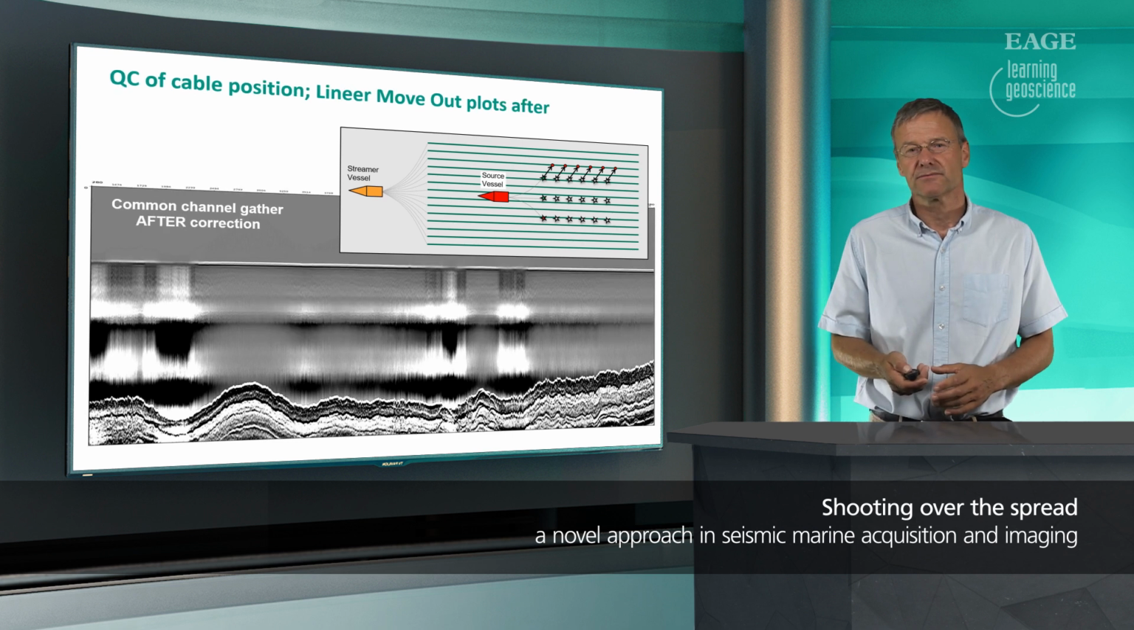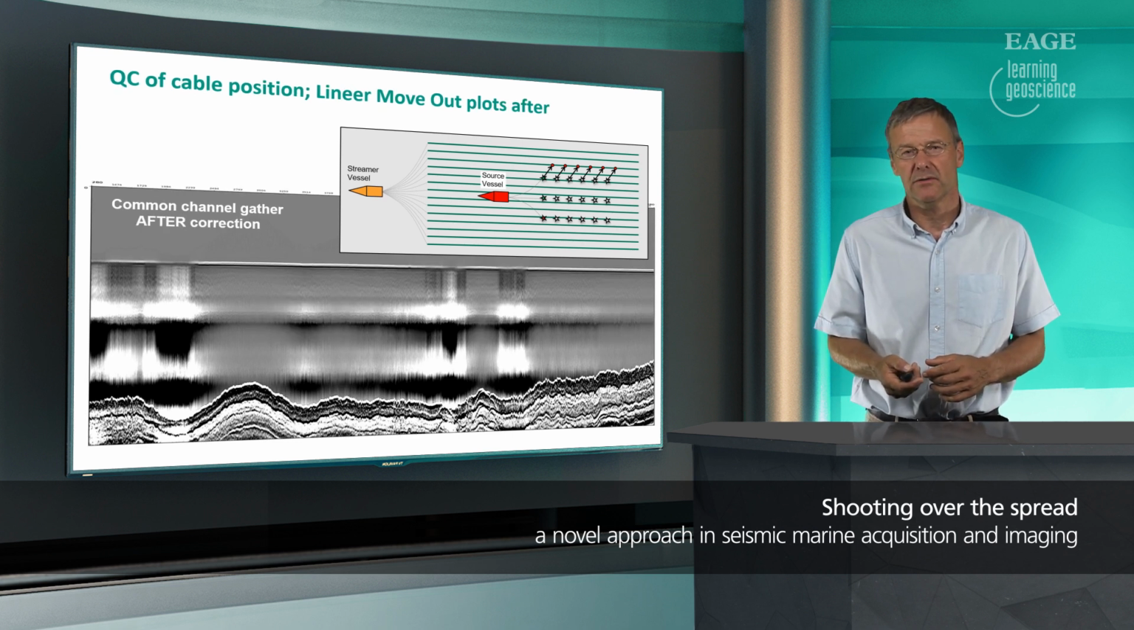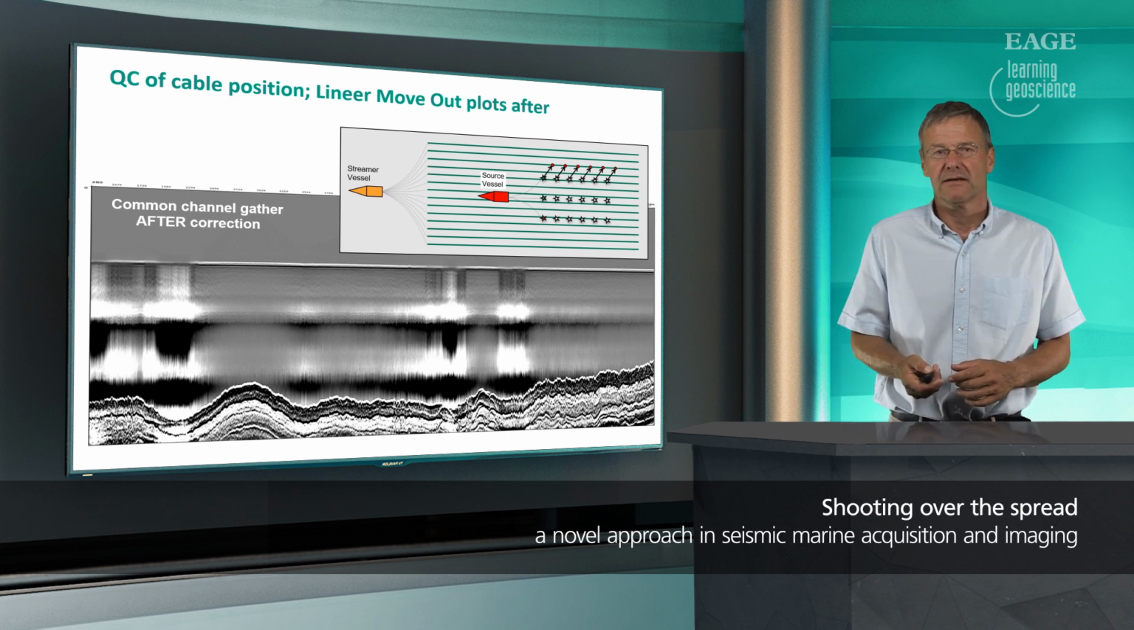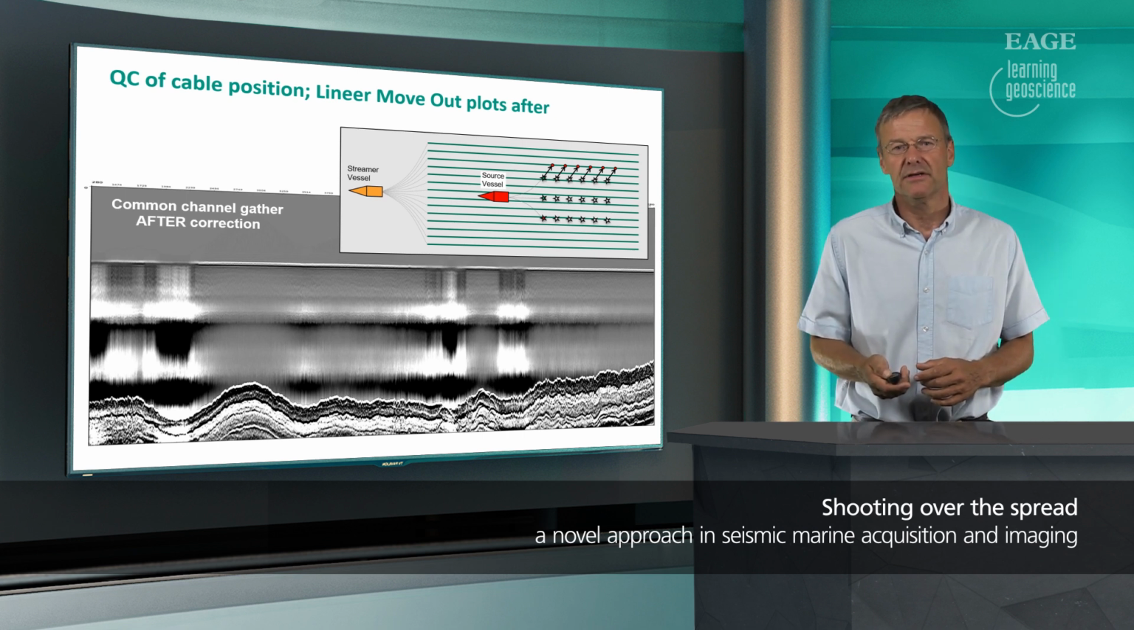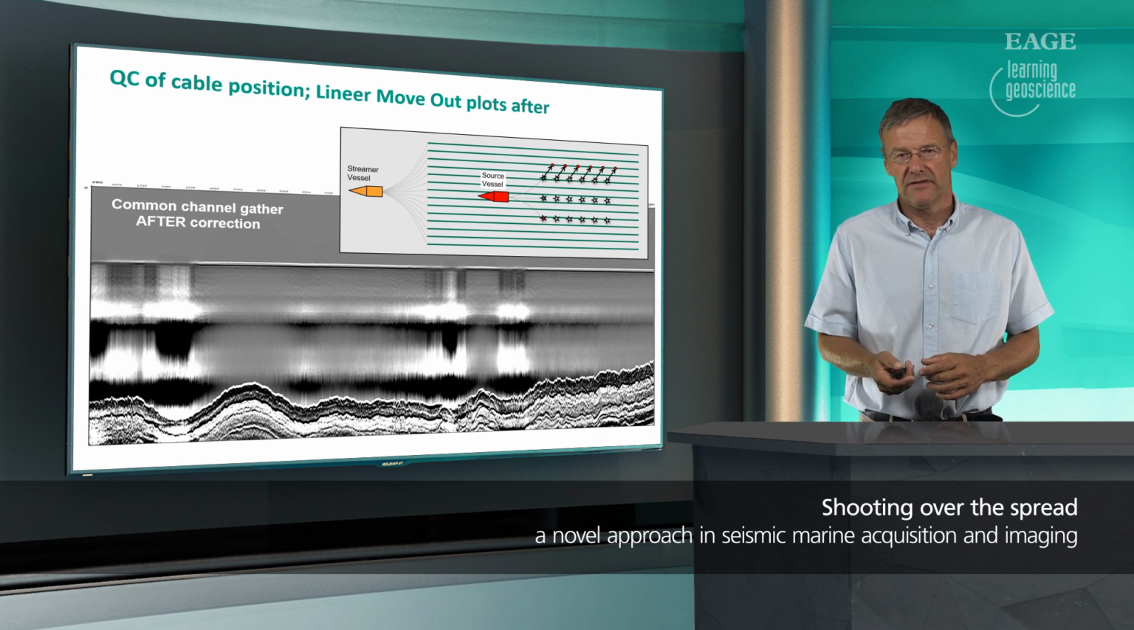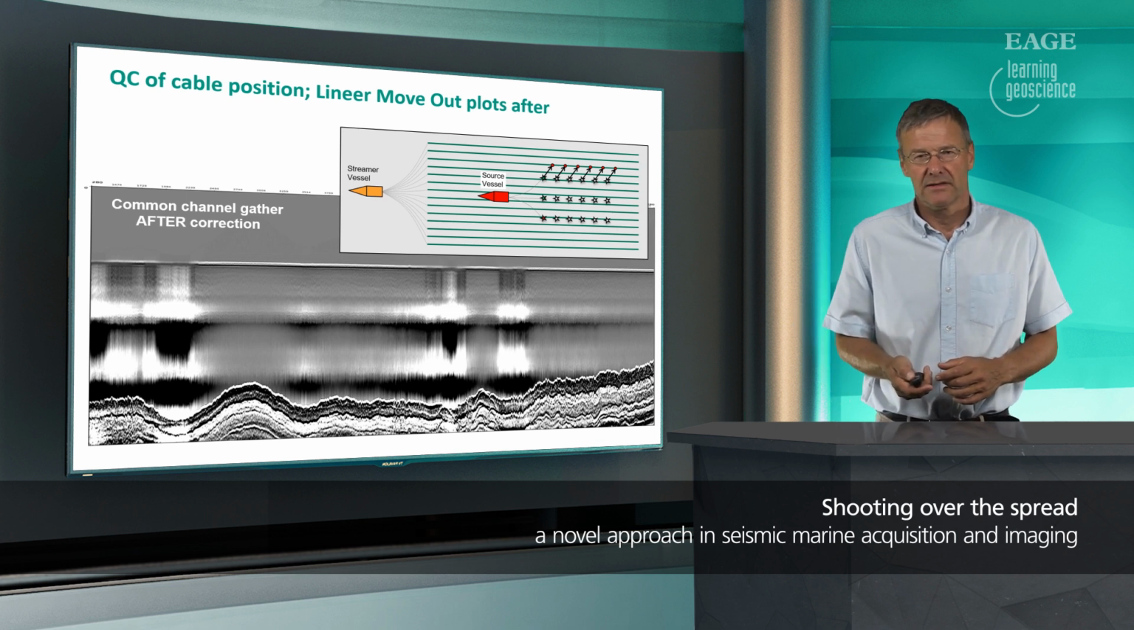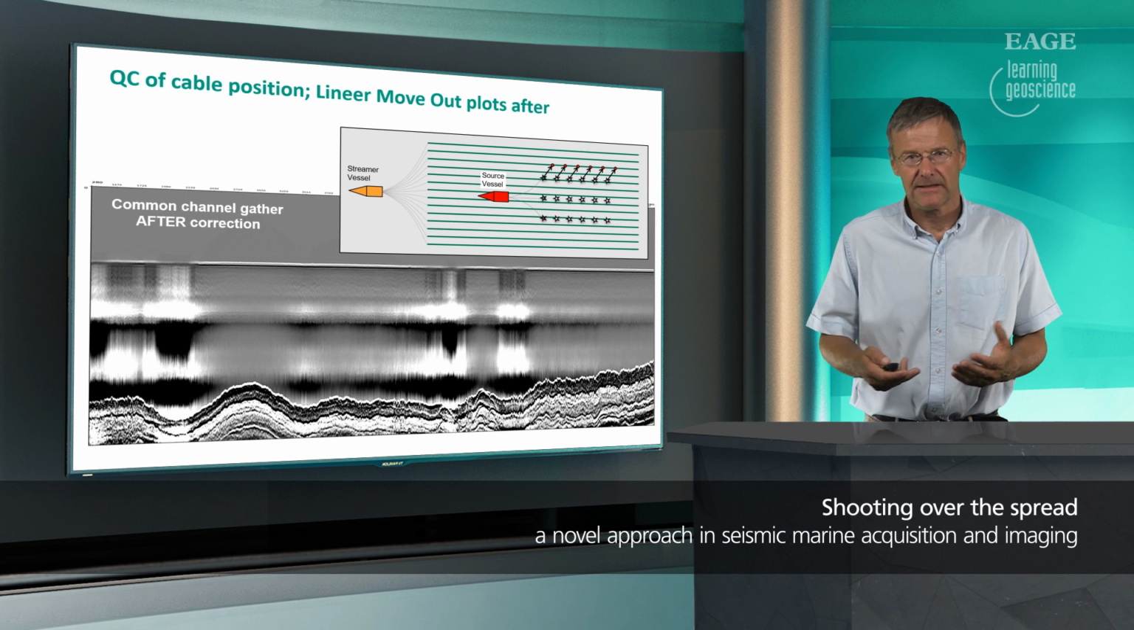After the correction, we are looking at the same QC, and we see now that the common channel gather is straightened out. Even the water bottom is improved. So we are able with TopSeis to correct data that would otherwise be uncorrected.